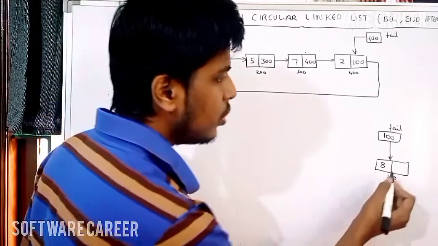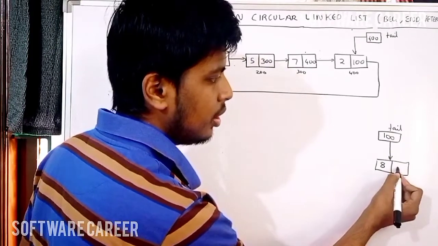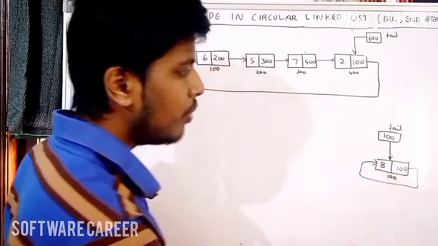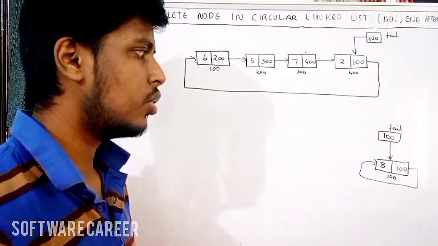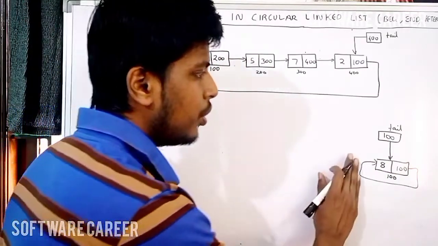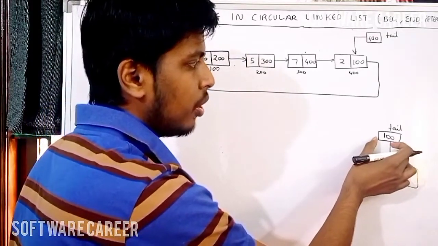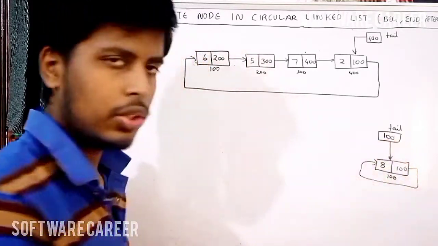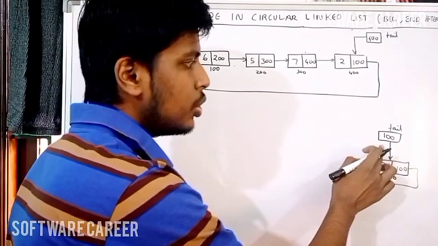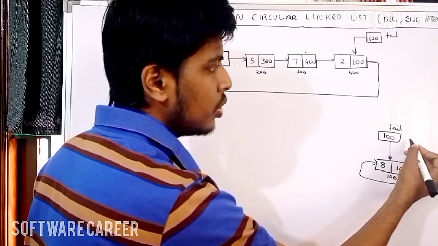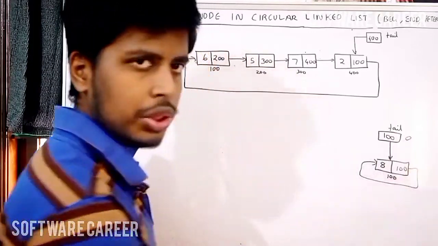Only one node is present. So I should write the first node address, that is 100, into this pointer. So it creates a circular link. Now you have only one node. Now you want to delete this node. How to delete? See, if you delete this node from the linked list, the tail pointer will store the address 0, because tail is used to store the address of the last node. If no node is there, it stores 0. So I am updating this 100 to 0.